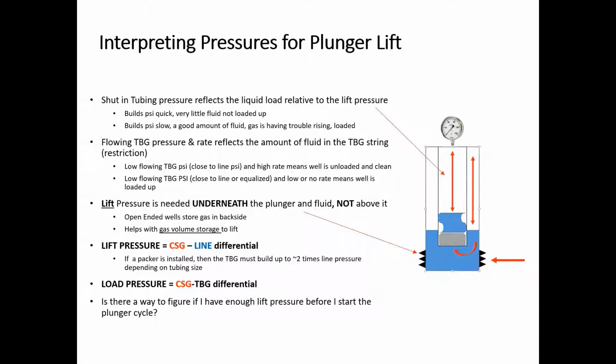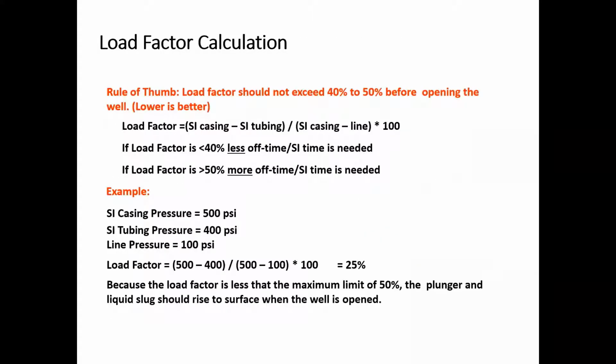Higher tubing pressure relative to the line pressure and casing means less fluid or high gas feed into your tubing, and lower tubing pressure means more fluid and less gas feed in. Now, is there a way to tell if there's enough lift pressure relative to load pressure to lift the plunger? Yes, there is. The rule of thumb is load factor should not exceed 40 to 50% before opening the well. The lower the better.